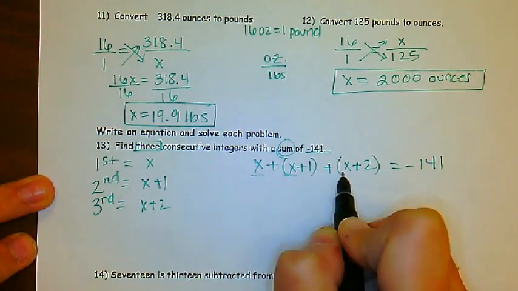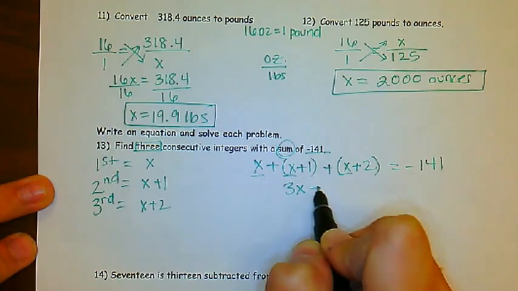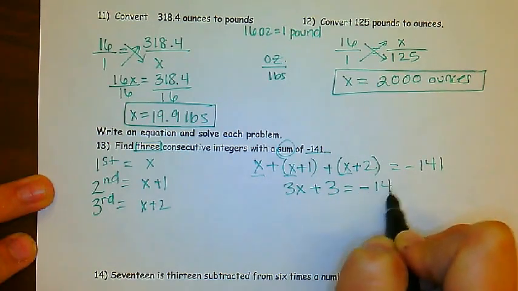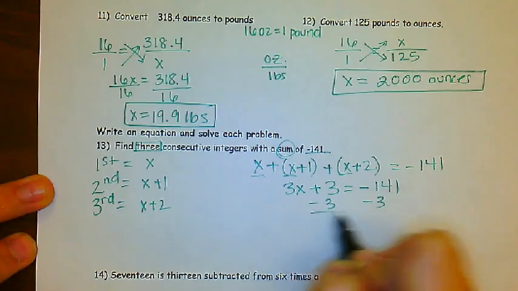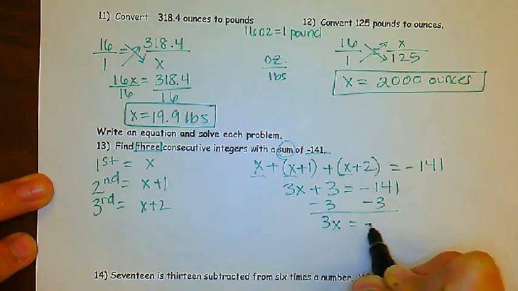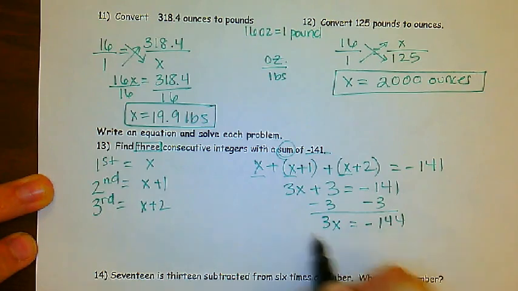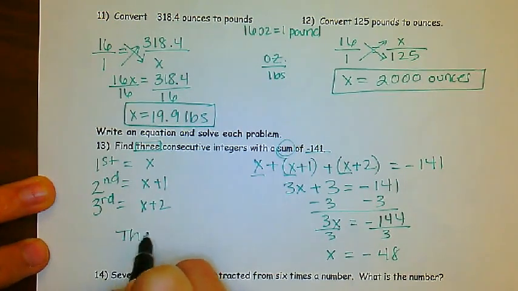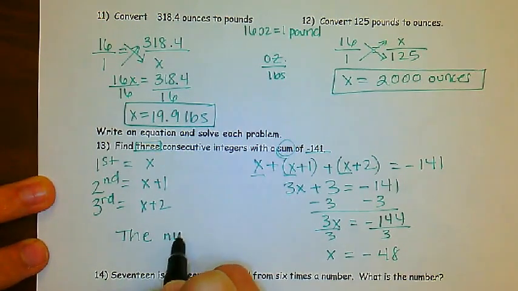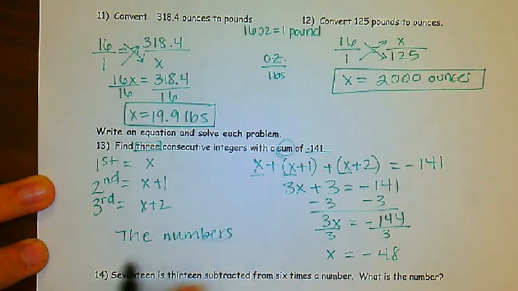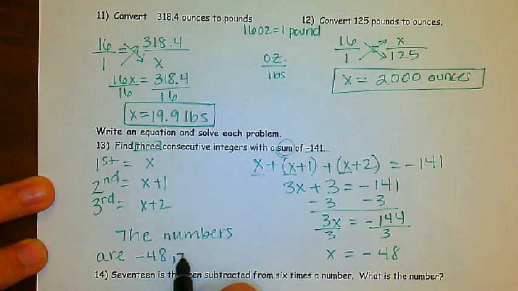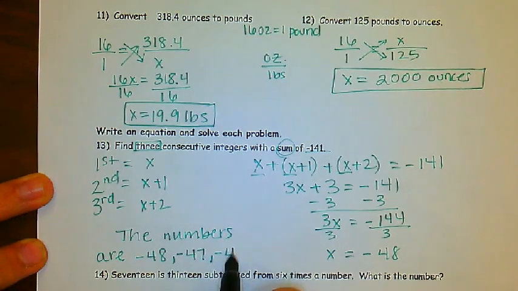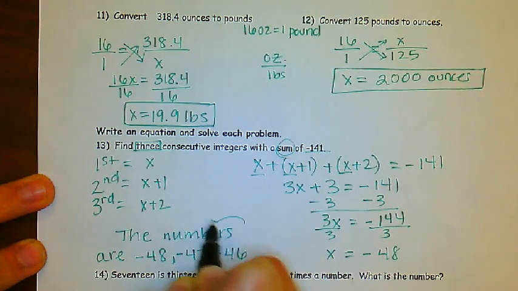Okay, so let's add all these together. I get 3x plus 3 is equal to negative 141. Subtract 3, so negative 144. So x is equal to negative 48. Lastly, don't forget to answer the question. Write and solve. So the numbers are negative 48, negative 47, I feel like I'm on a lotto thing, and negative 46.